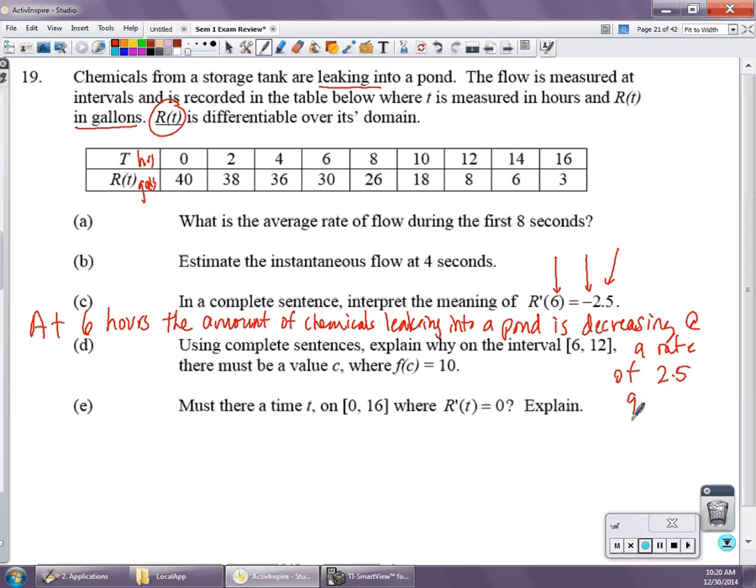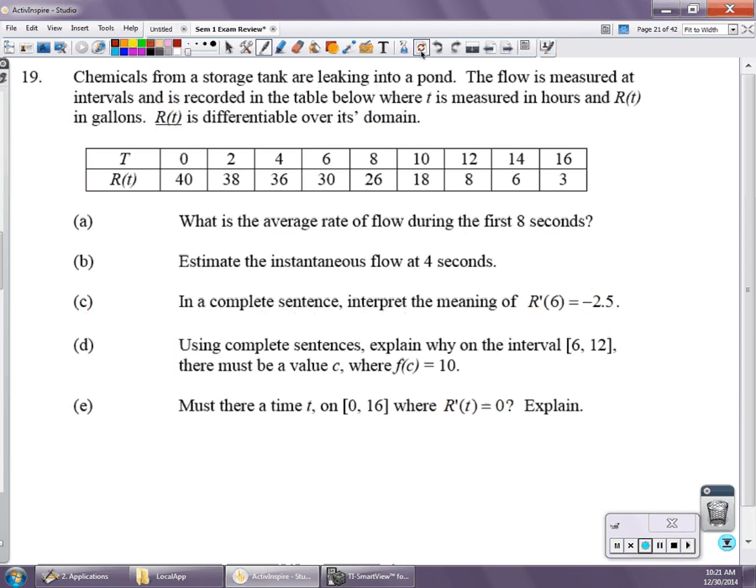2.5 gallons per hour. Now notice here I did not say decreasing at a rate of negative 2.5. The word decreasing takes care of the negative. Make sure that you don't state both because it will be counted wrong. Letter D, using complete sentence, explain why on the interval from 6 to 12 there must be a value C where f of C is equal to 10.